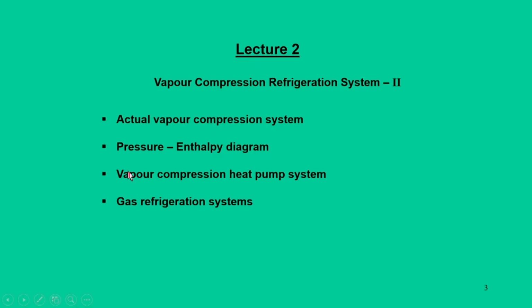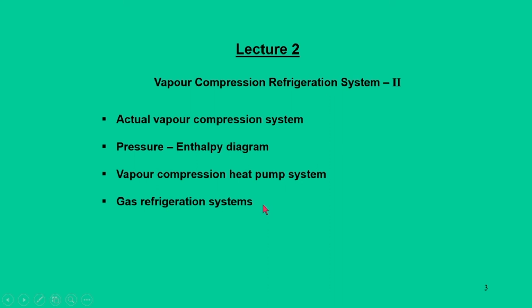Apart from this, we will also discuss vapor compression heat pump systems. All these things we talk about under vapor compression refrigeration systems. The next segment would be vapor compression heat pump systems, which is similar to a refrigeration system, but the desired effect is a little bit different. Towards the end of the lecture, we will discuss gas refrigeration systems, in which your working fluid is taken as air and it operates on a reverse Brayton cycle. This is the entire summary for these lectures.